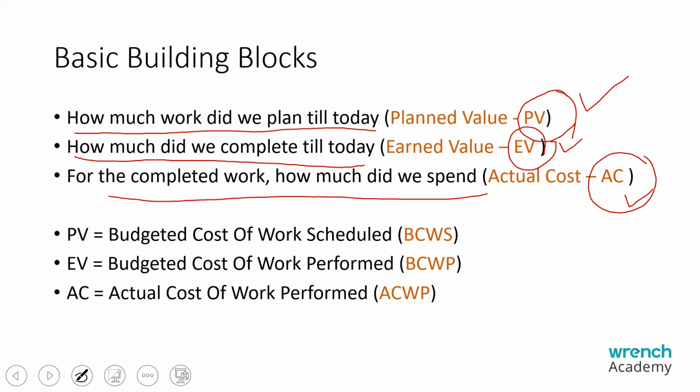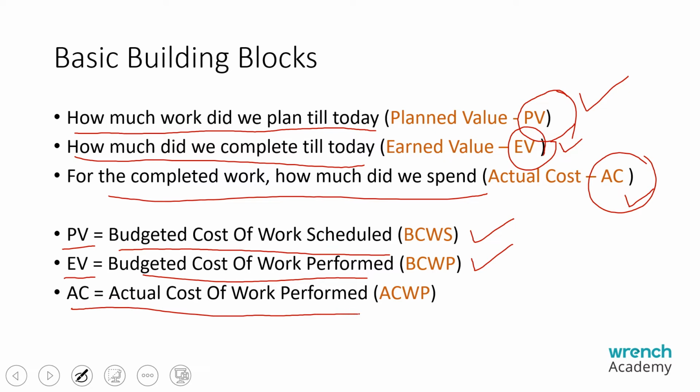Other terminology for planned value, earned value, and actual cost: planned value is also known as budgeted cost of work scheduled, that is BCWS. Earned value is also known as budgeted cost of work performed, BCWP. And actual cost, AC, is also known as actual cost of work performed, that is ACWP. So these are the foundations, or the basic building blocks, of earned value management.